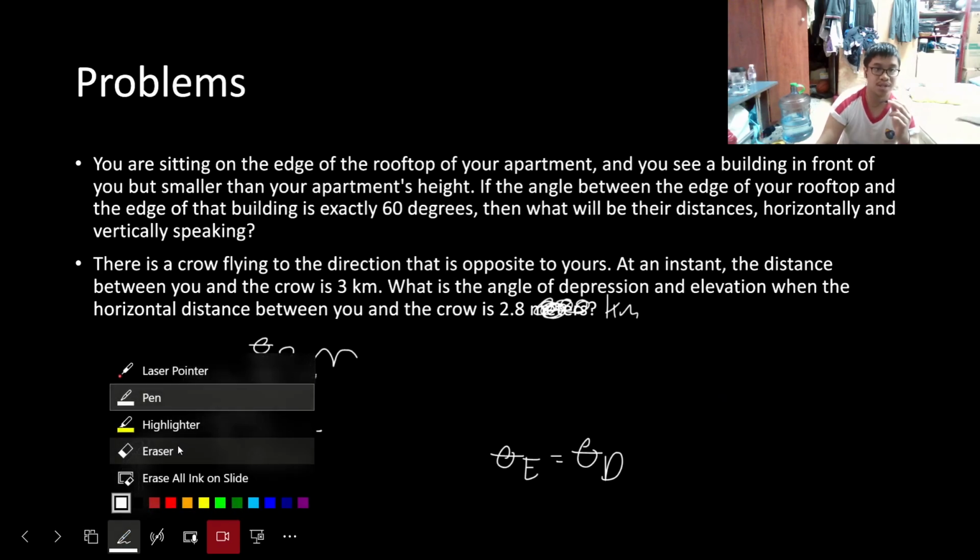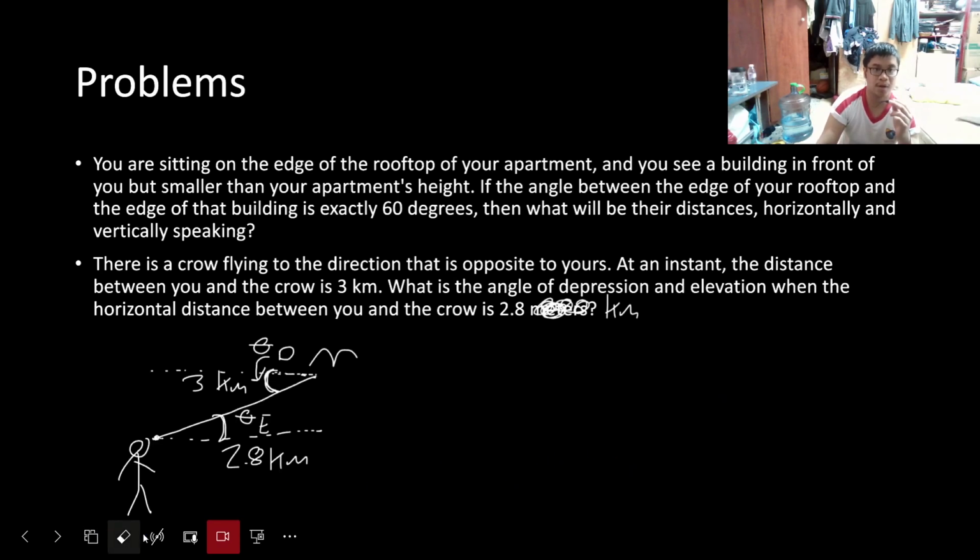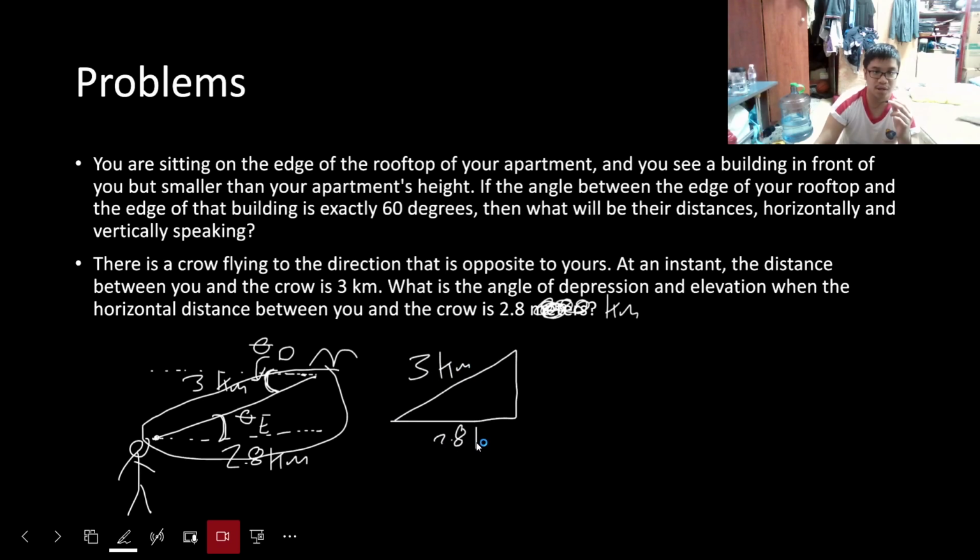Now, the question is, how are we going to solve it? We can get a right triangle here. So I'm just going to get this part only, where we include 3 kilometers and 2.8 kilometers, and an angle of elevation. So it would look like this. This is 3 kilometers and this is 2.8 kilometers. Then we have an angle of elevation.